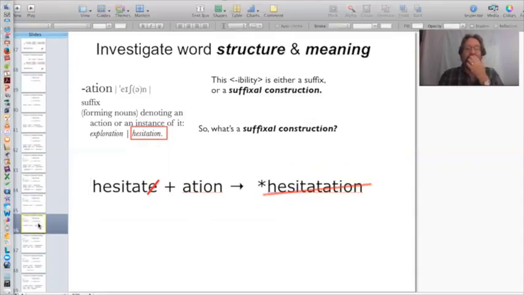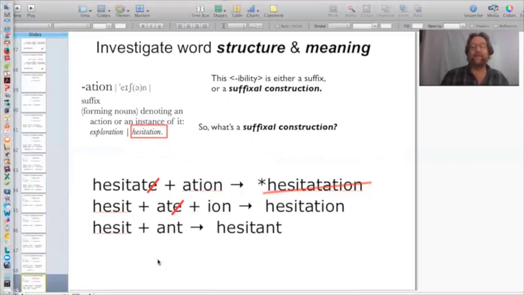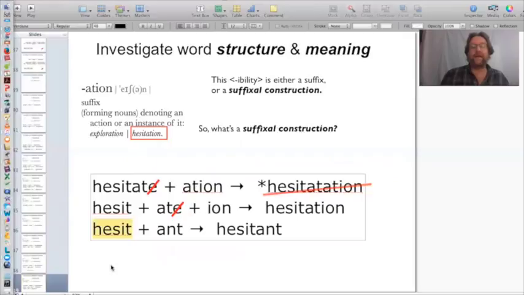So what's going on? Well, we get rid of that hypothesis, and then we realize, this is not an ATEION, it's an ATE plus an ION. And now with that suffix movement, I can see hesitate hiding under there. And how do I know that HESIT is the base? Well, I can replace that ATE with an ANT and get hesitant. So I've got evidence here. We're okay if we haven't got to the deepest analysis, as long as we don't have a false analysis.